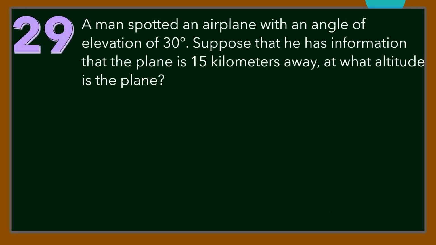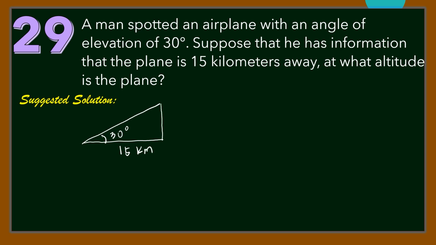29. A man spotted an airplane with an angle of elevation of 30 degrees. Suppose that he has information that the plane is 15 kilometers away. At what altitude is the plane? For our solution, let us draw a diagram representing the information from the problem. So we have an angle of elevation of 30 degrees, and the man knows that the plane is 15 kilometers away. We're looking for the altitude.